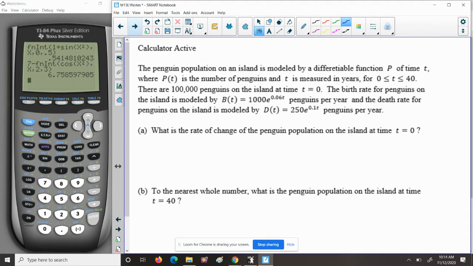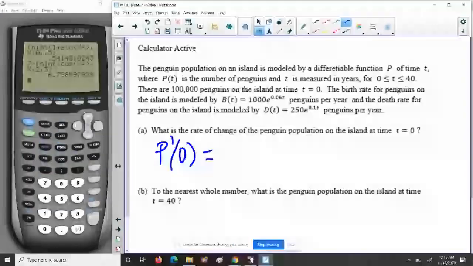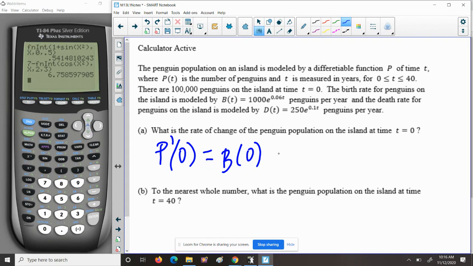Okay, so here's what we need to think. Rate of change of penguin population, that would be p prime, right? We want p prime of 0. If we want p prime of 0, the rate of change of the penguin population at time t equals 0, then that means we need to take the rate at which they are being born, b of t, in this case b of 0, minus the rate at which they are dying at time t equals 0.